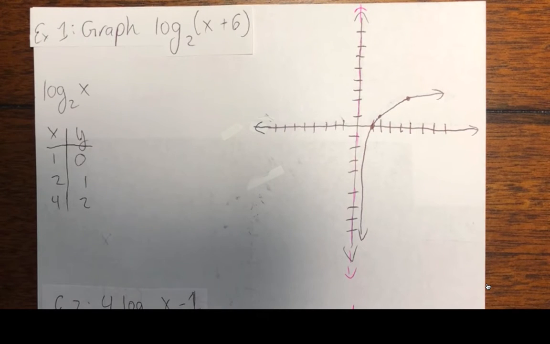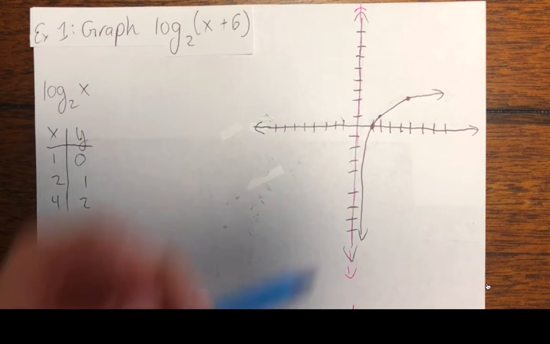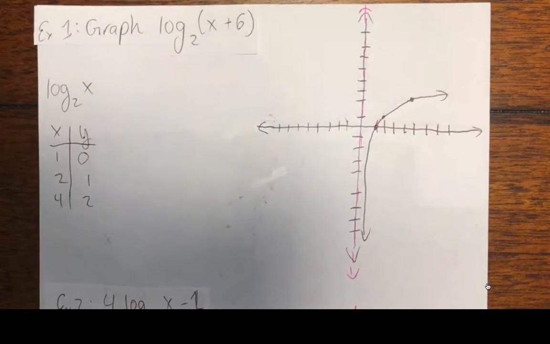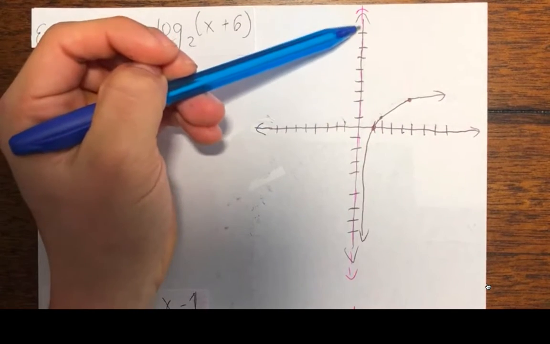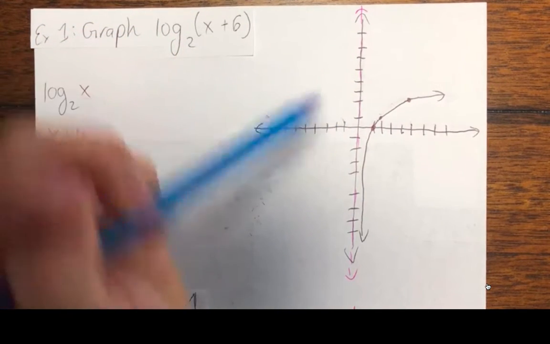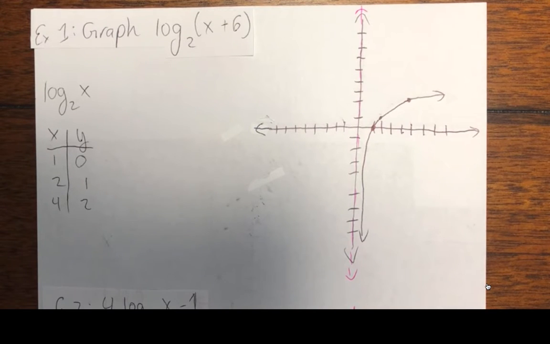All right. So now we're going to do the horizontal shift. With the horizontal shift, we're either going to move 6 to the left or 6 to the right. Now with the horizontal shift, remember, we follow the opposite sign. So the opposite of plus 6 would be a minus 6, and we would read that as 6 units to the left. So I'm going to move each point 6 units to the left. But not only the points, I'm also going to move this vertical asymptote 6 units to the left. All right? So let's go ahead and get started.